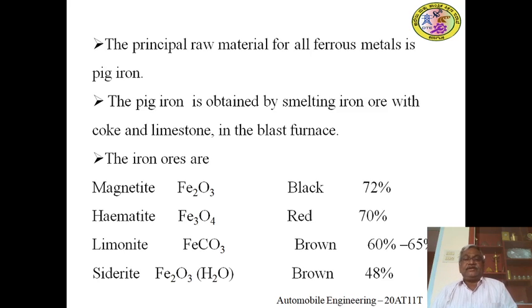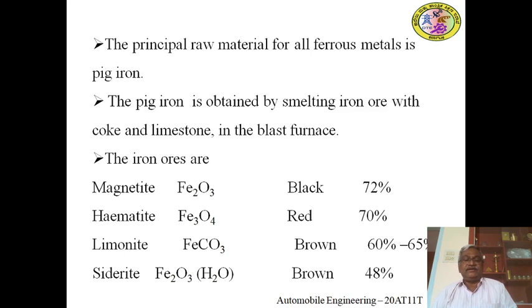For any ferrous metal, the raw material is pig iron. So how to obtain this pig iron? We know that the iron ore is abundant in the earth crust and it is available in various forms. Magnetite, chemical formula Fe2O3, is black in color and it contains 72% of iron.